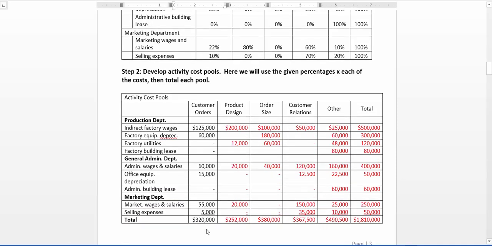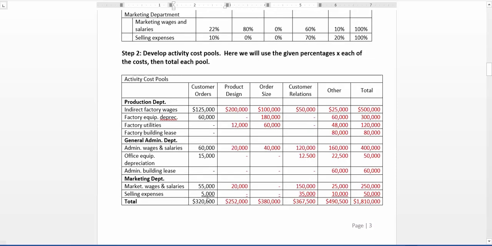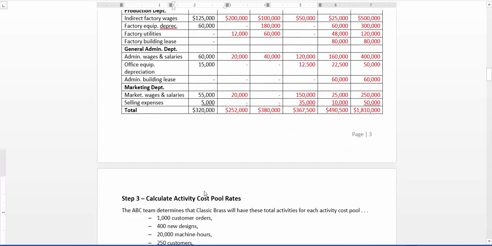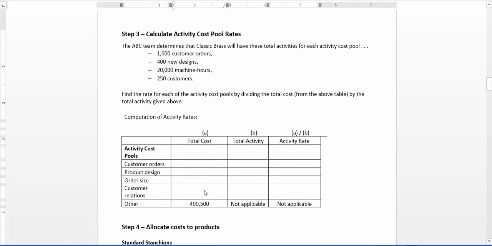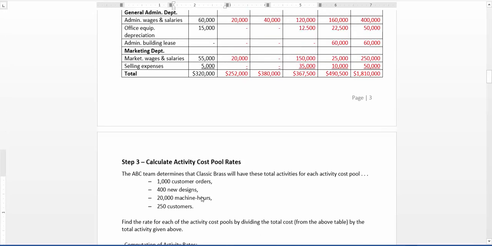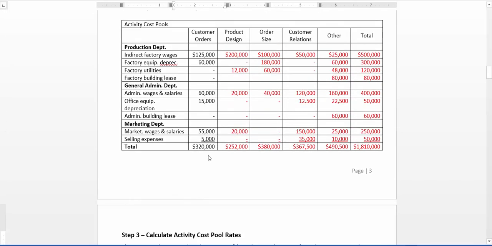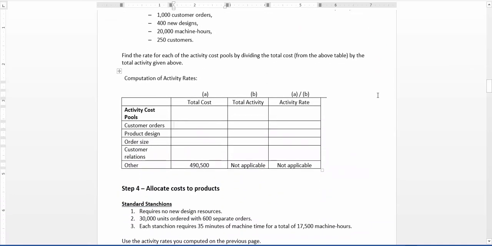All right, so now we know how much money is in each of the cost pools, and we're going to go on to the next step. So the next thing we're going to do is find our activity cost pool rates. Now, our other is already filled in down here because remember we said our other is not going to be allocated. So let's put our totals here for each of the cost pools that we just determined. So we have 320,000 for customer orders. So let's put that in here.